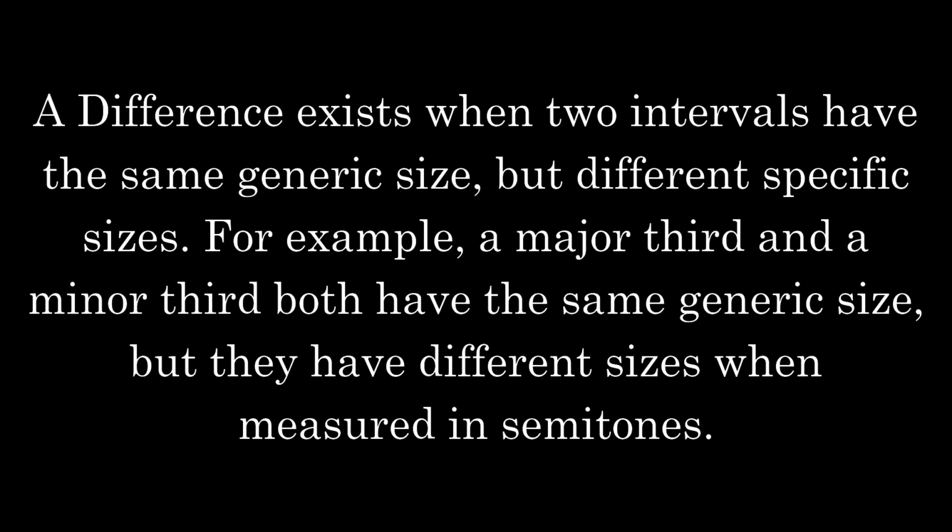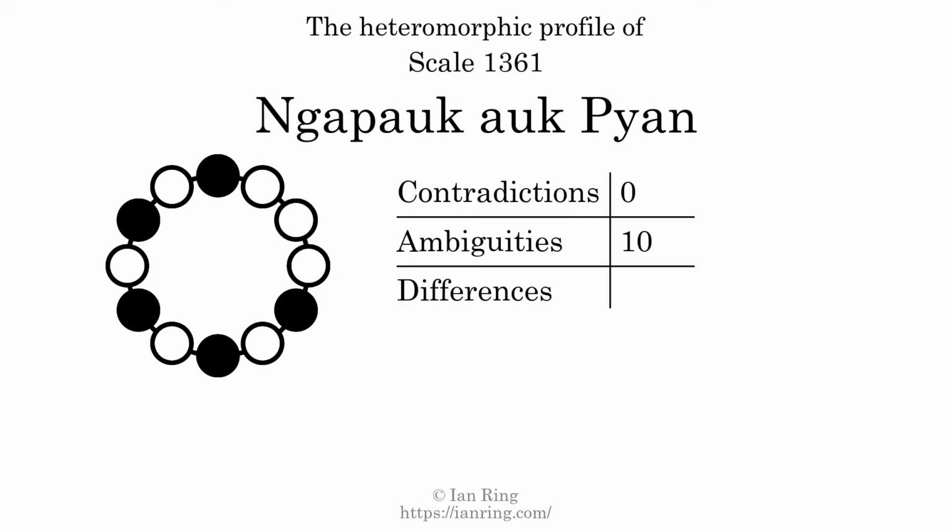A difference exists when 2 intervals have the same generic size, but different specific sizes. For example, a major third and a minor third both have the same generic size, but they have different sizes when measured in semitones. The number of differences in this scale is 20.